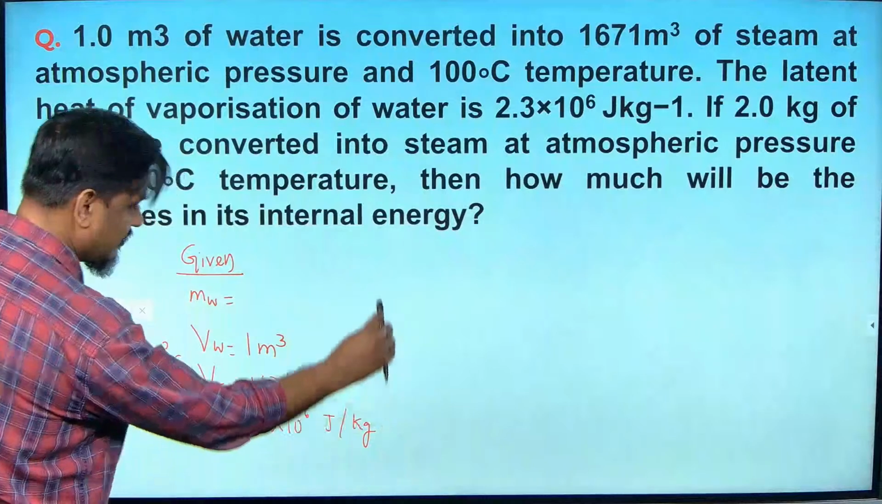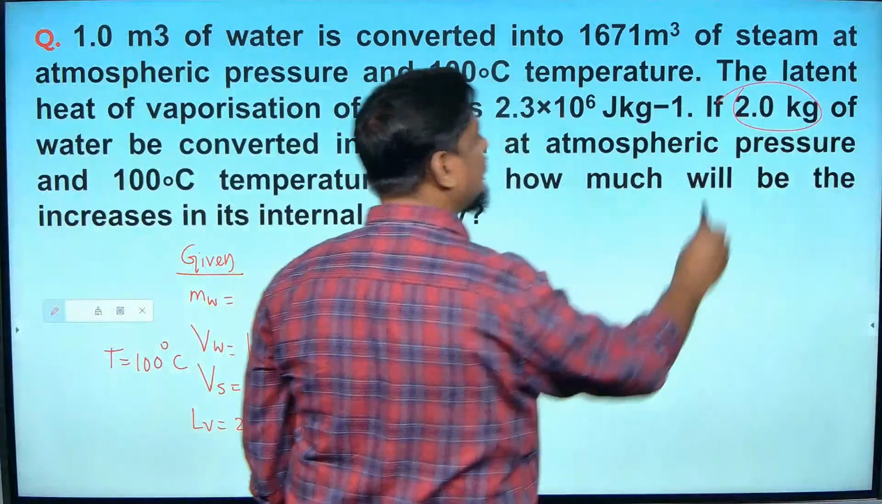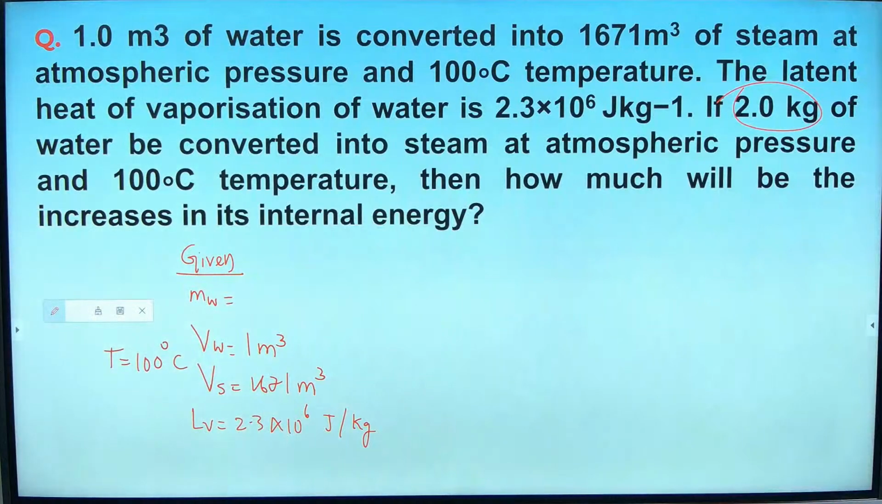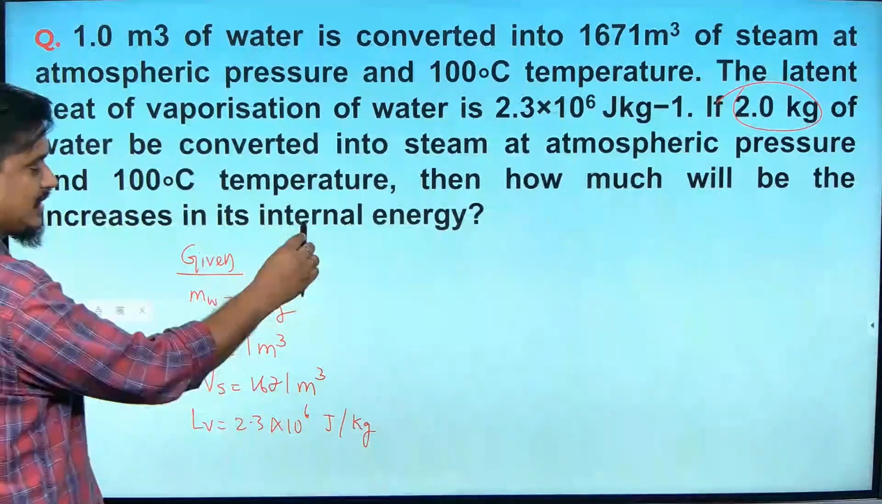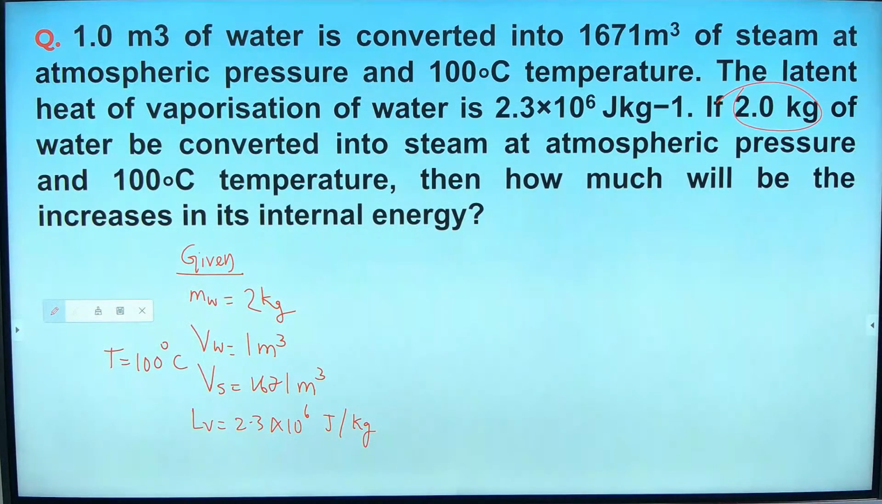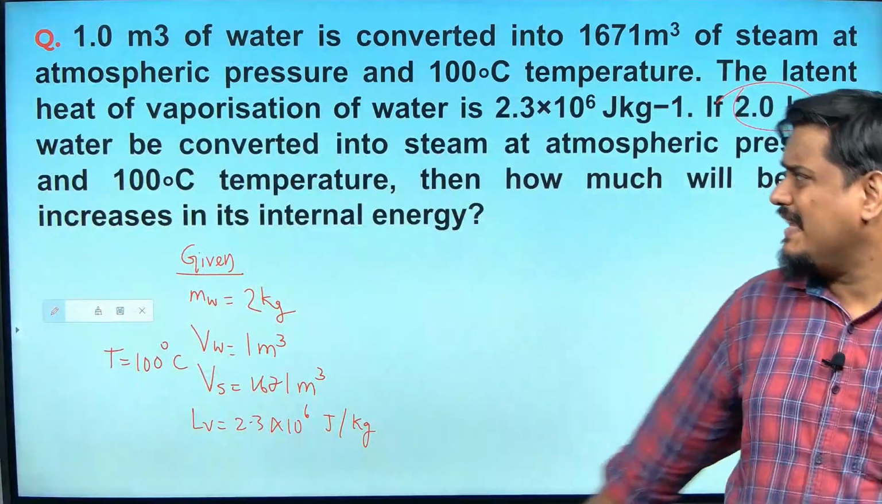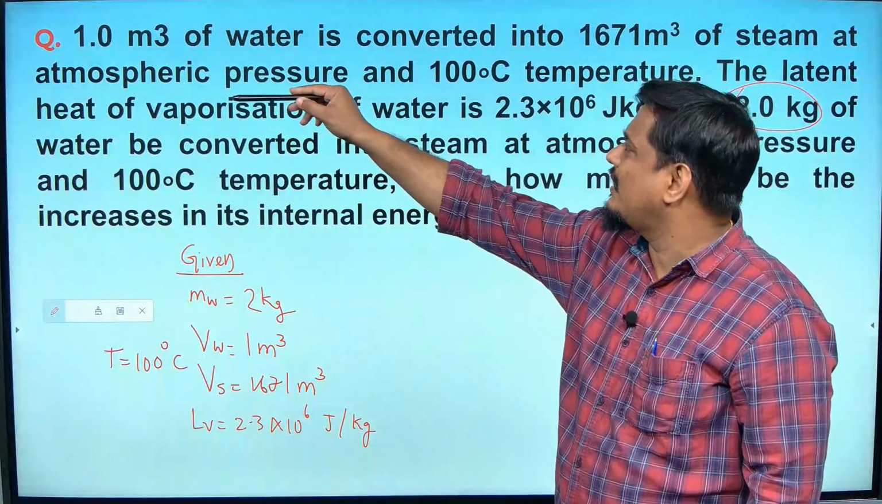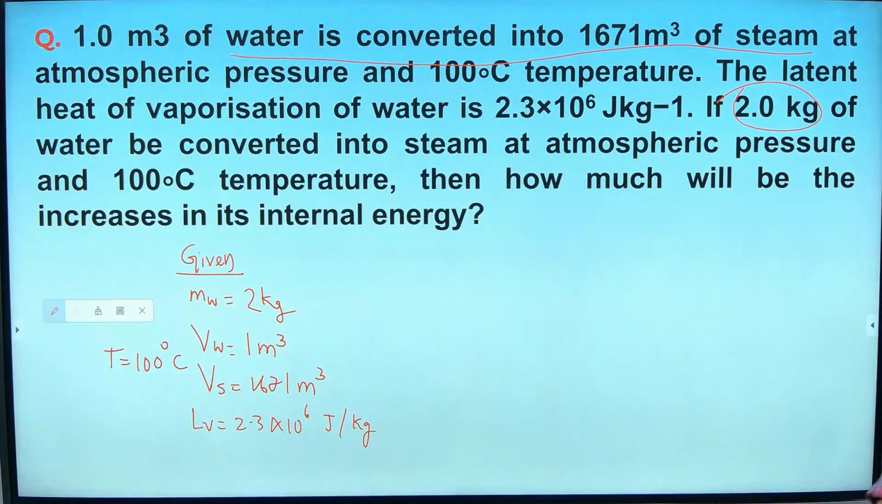Then what is this 2 kg, Jivika? Mass of water. So can I take mass of water is 2 kg? Yes, sir. Okay. What else? So one thing is confusing here. Why have they told that 1 meter cube of water is converted into 1671 meter cube of steam? You know why? Any idea?